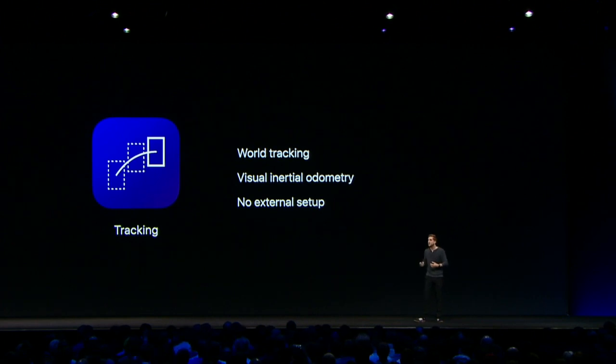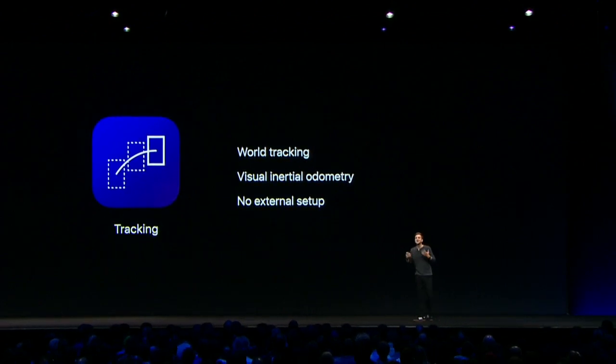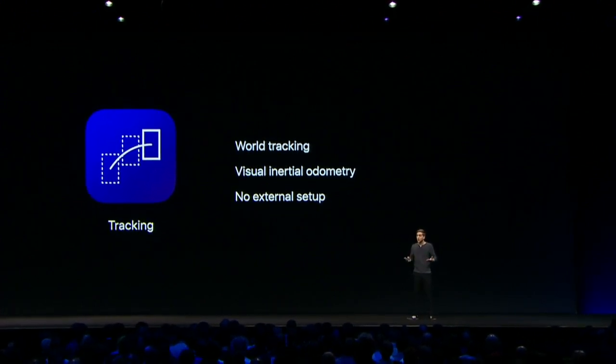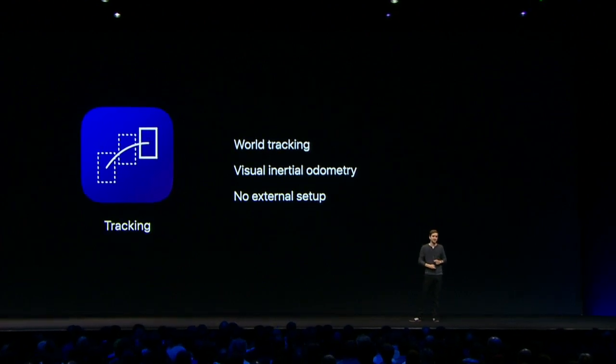We use Visual Inertial Odometry, which is using camera images as well as motion data from your device in order to get a precise view of where your device is located as well as how it is oriented. But also, more importantly, there's no external setup required, no pre-existing knowledge about your environment, as well as no additional sensors that you don't already have on your device.